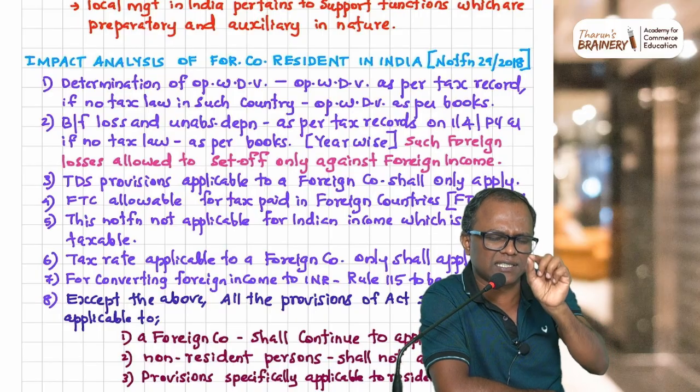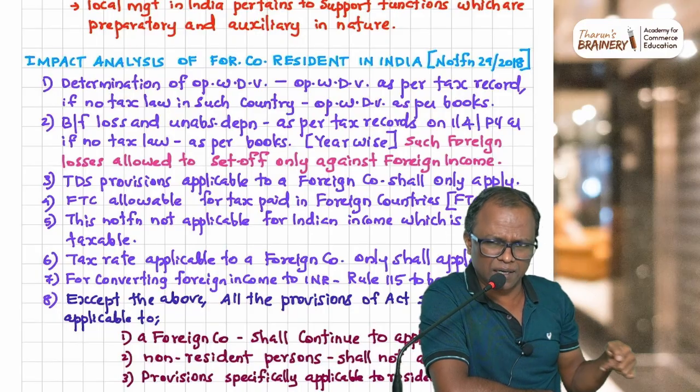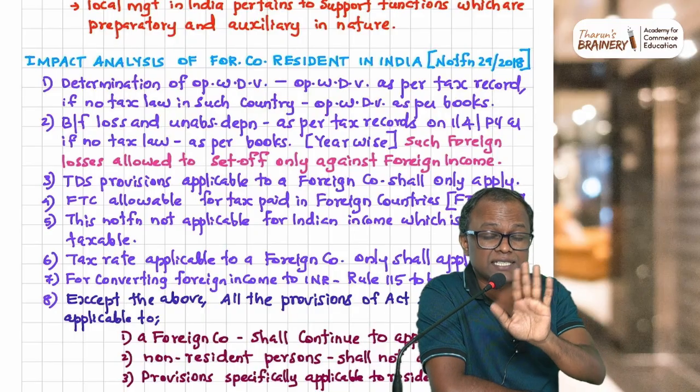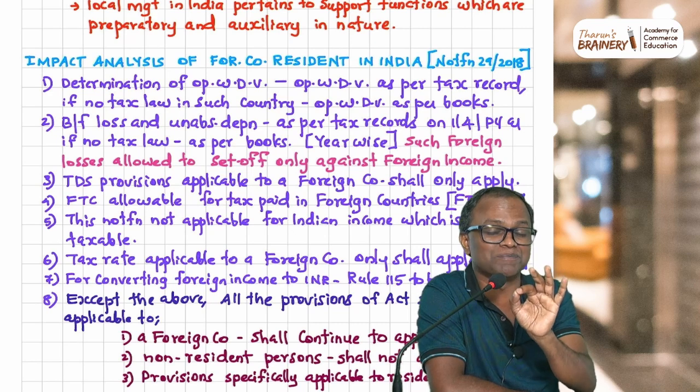Set off is restricted only with the foreign income. But Indian losses you can set off with Indian income. But foreign losses are allowed to set off only with the foreign income. Remember, this is not the universal rule. This is the rule only with regard to a foreign company which becomes resident in India due to POEM.